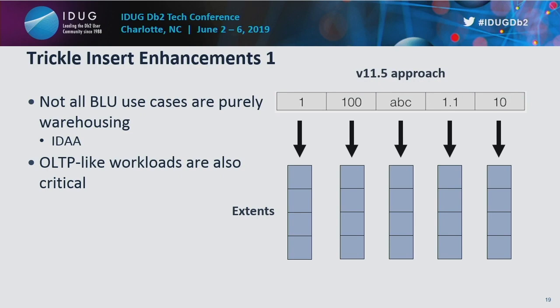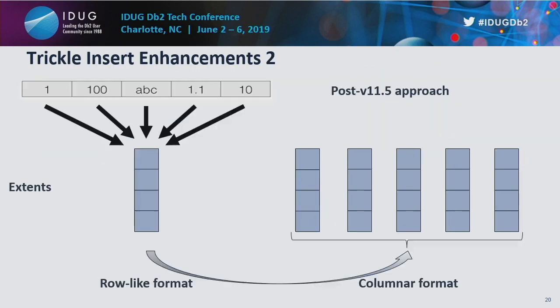So, for example, as we talked about before, when you insert a single row into a table with 5 columns, that will require, in 11.5, that we write data into 5 different pages. From an OLTP transaction type workload, that's not going to be acceptable. We're not going to be able to meet our performance targets there.